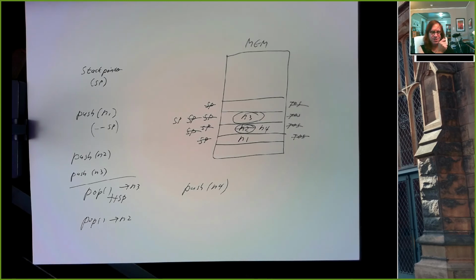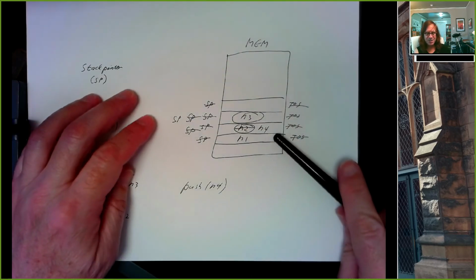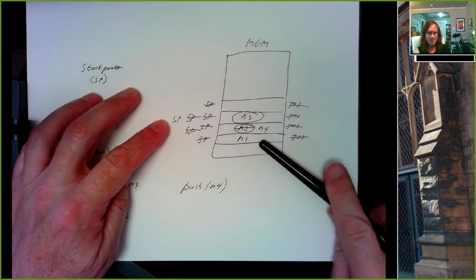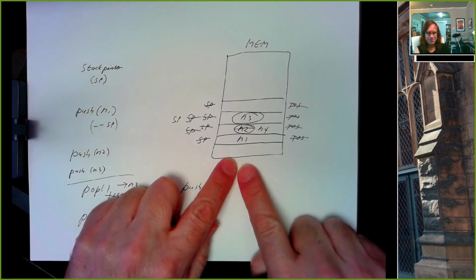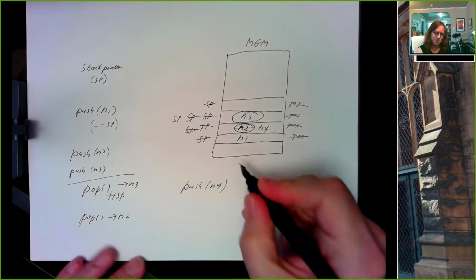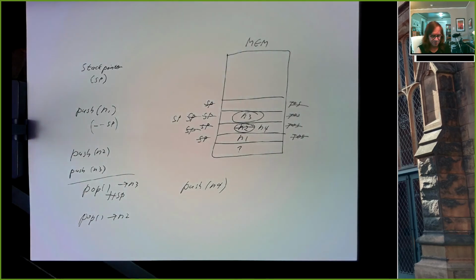And notice that, even though I popped off an N3, it's still sitting in memory. It's not considered part of the stack. I'm never going to get that N3 again by saying pop. Because if I say pop right now, it's going to give me N4. If I say pop again, it's going to give me N1. If I pop after that, it's going to give me whatever's in this location, which, I don't know what that is. But it'll give me whatever's in that spot.